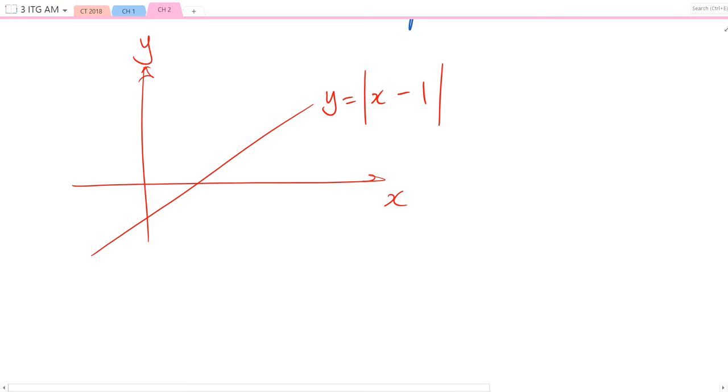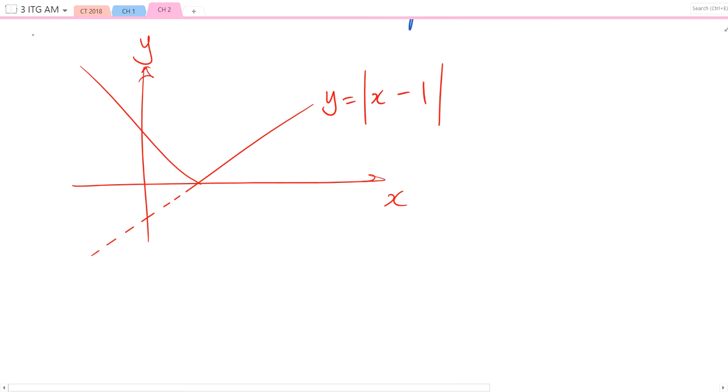Why is it that I don't want the portions below the x-axis? Modulus means no negative values. There cannot be anything below the x-axis. So whatever is below must go upwards. So let us erase this part. This is now dotted. And now I flip it upwards.